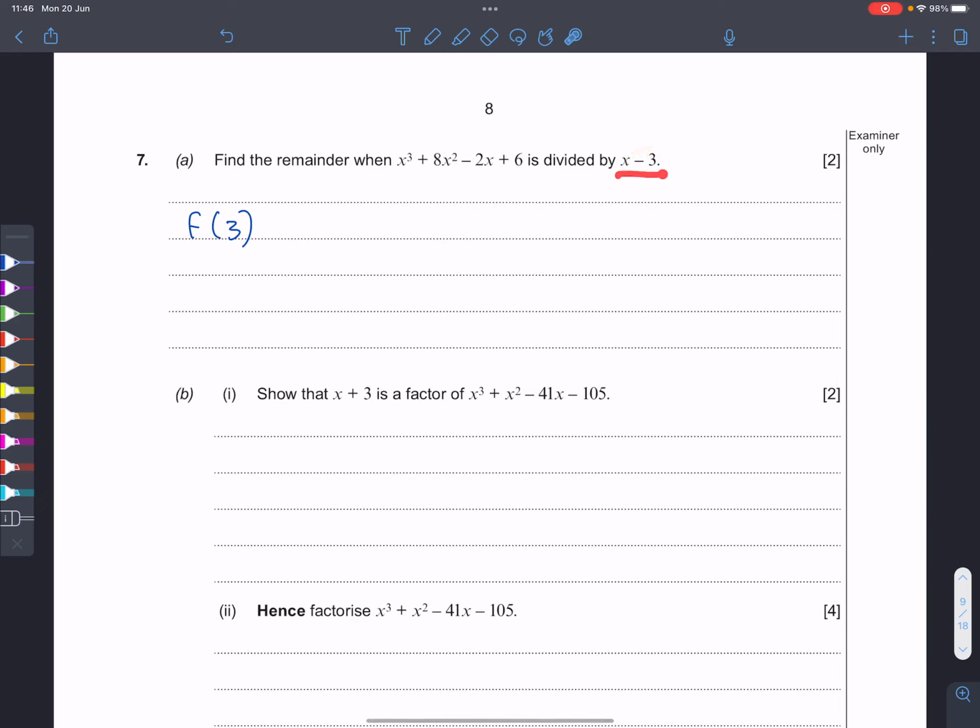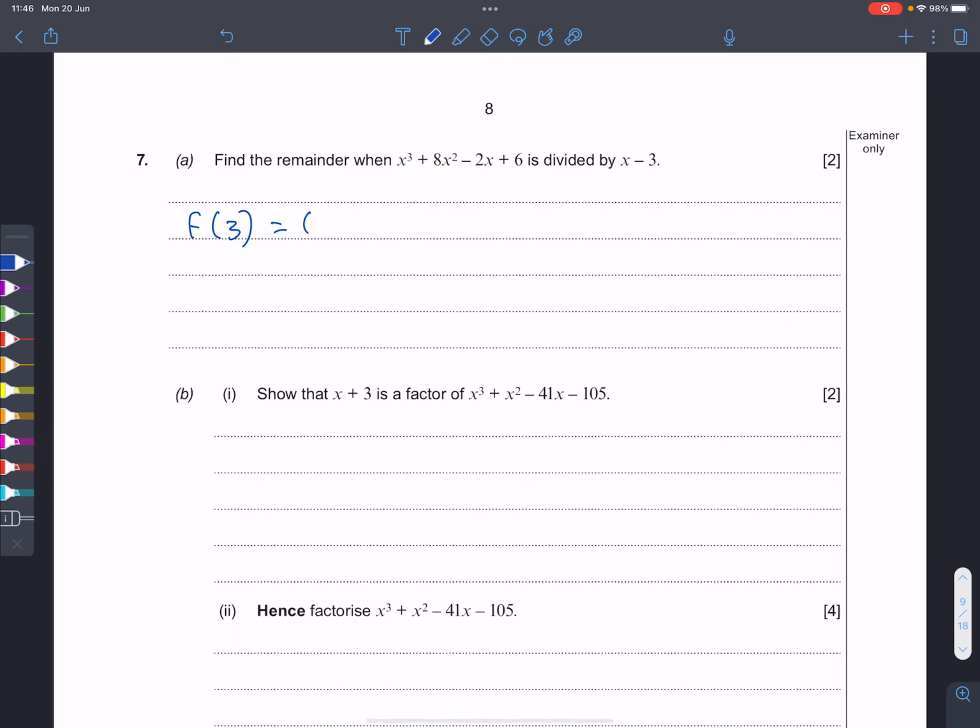Essentially, if it was a factor, we'd have x minus 3 equals 0, so my x would be 3. That's what I'm going to substitute in. If, when you substitute in, you get 0 coming out, then you know that x minus 3 is a factor. If you don't get 0, then whatever is left is your remainder.